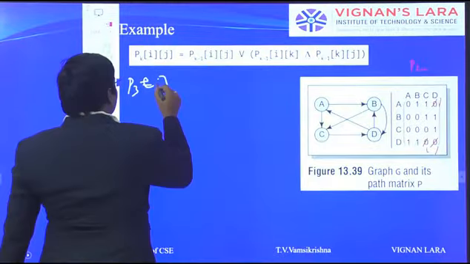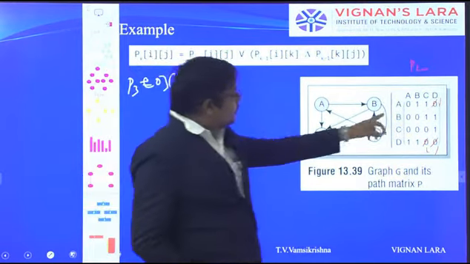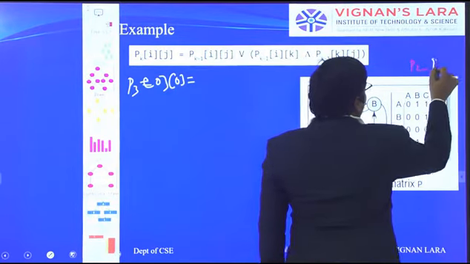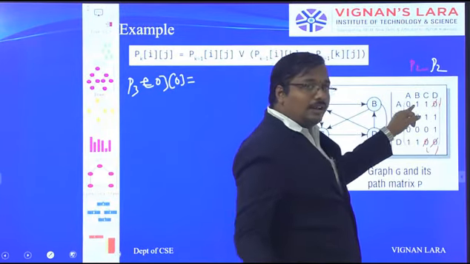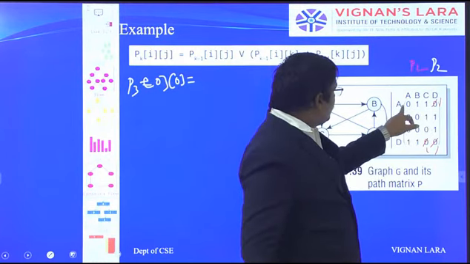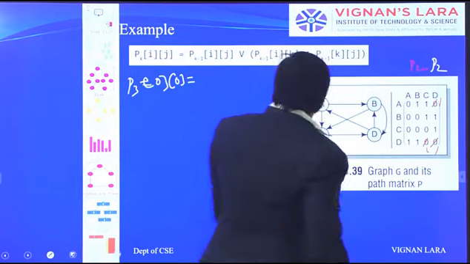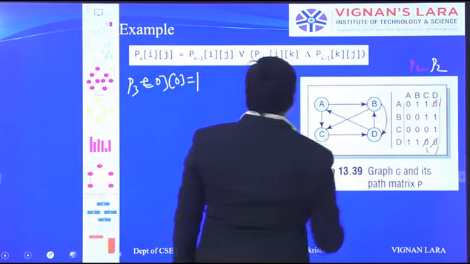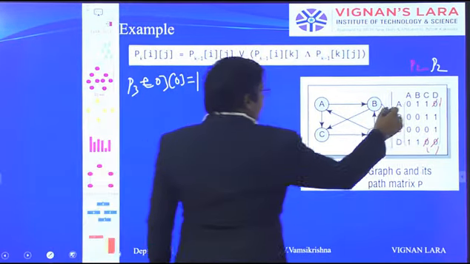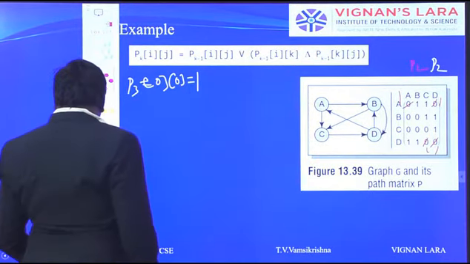So P of 3, first, where this is 0. So first we need to calculate 0, 0. P2 of 0, 0 value is already 0. See, this is the P2 matrix. So by considering 3 as the via vertex, is there an alternate path? So 0 to 3 is 1, 3 to 0 is 1. Yes, this is 1. So we will make it 1.